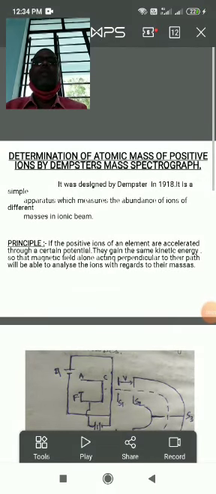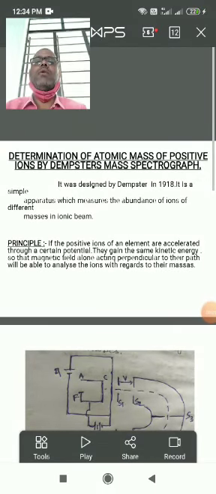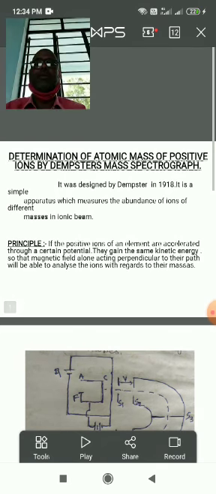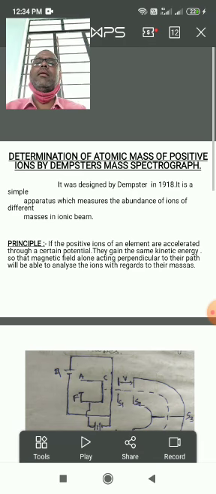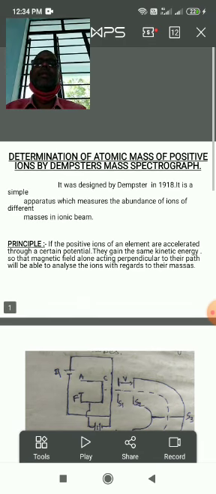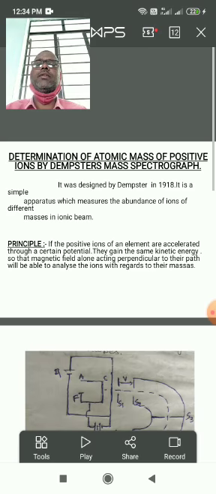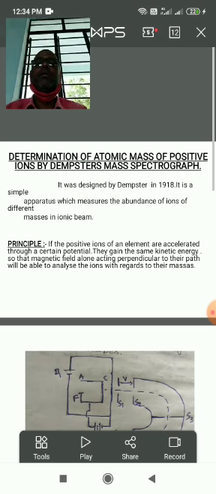Determination of atomic mass of positive ions by Dempster's mass spectrograph. It was designed by Dempster in 1918. It is a simple apparatus which measures the abundance of ions of different masses in an ionic beam.